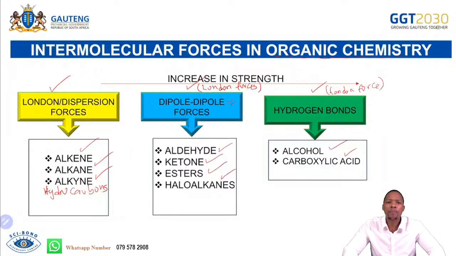I say, okay, London forces, what will I find? I'll find alkanes, alkenes, and alkynes. Hydrogen bonds, what will I find? I'll find alcohols and carboxylic acids. Whatever I have not counted out of the 9 homologous series must be going to dipole-dipole. That makes my life very easy, because I don't even have to memorize this. As long as I know my table from previously, it will be easy for me to remember. I won't have to stress about it.